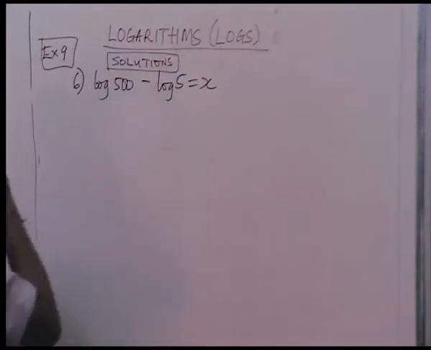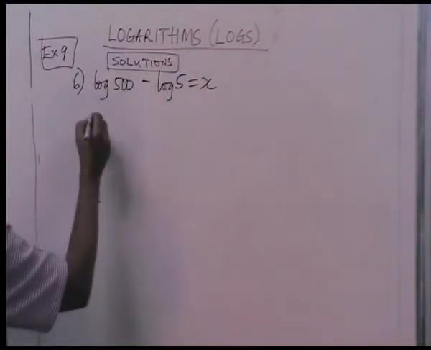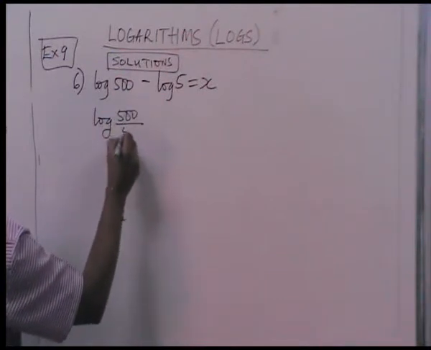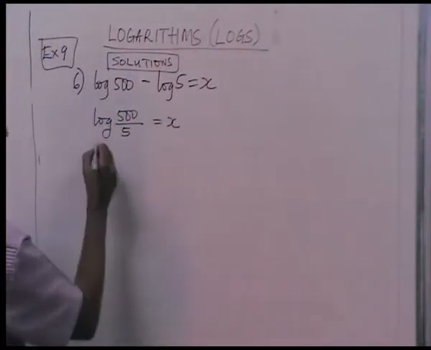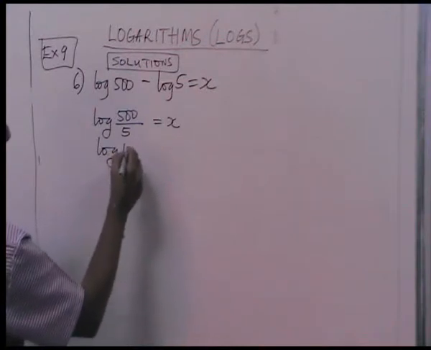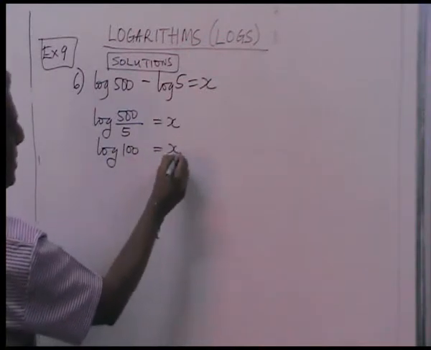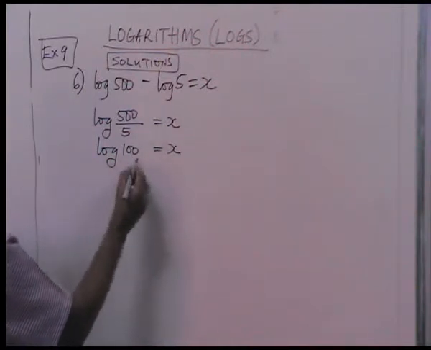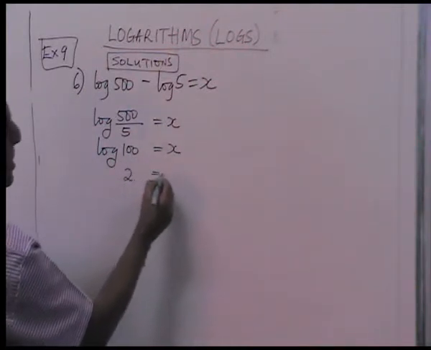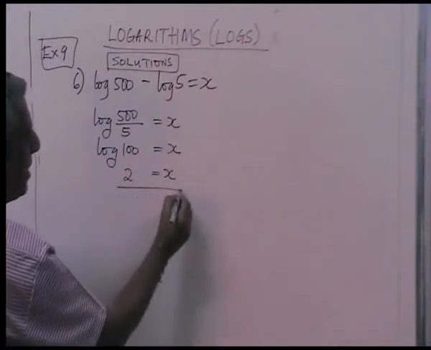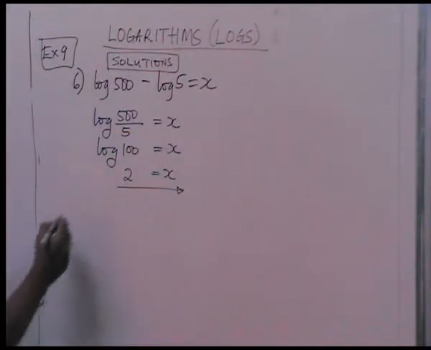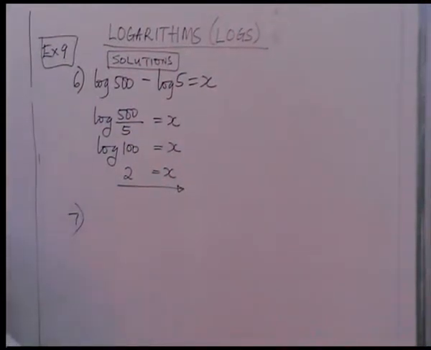If you've got this, maybe you want to use the log of A minus log of B law. So it will be log of 500 divided by 5 is equal to x. That gives you log of 100 is equal to x, and you'll check log of 100 in the calculator and you get 2 is equal to x. So that's your final answer, x is equal to 2. Right, let's move on to number 7.